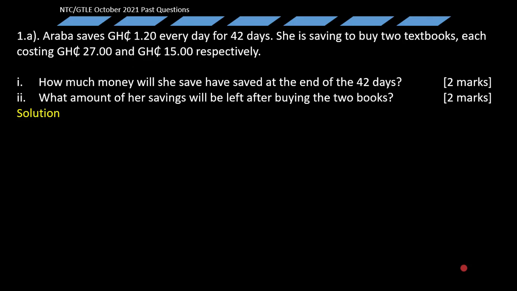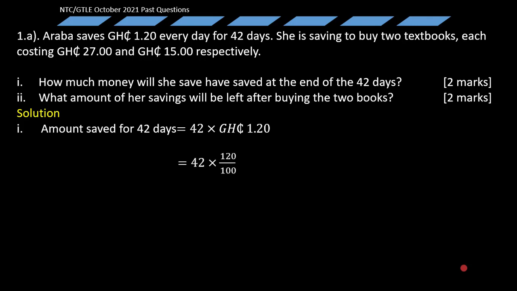Solution. Let's target the first one, the 1A. We shall be answering the amount of money she must have saved at the end of the 42 days, and of course the amount of her savings that will be left after buying the 2 textbooks. Now, amount saved for 42 days is simply going to be equal to 42 times 1 cedis 20 pesos. Remember, she's saving 1 cedis 20 pesos every day. Alright, so you have to multiply the 42 by the 1 cedis 20 pesos.